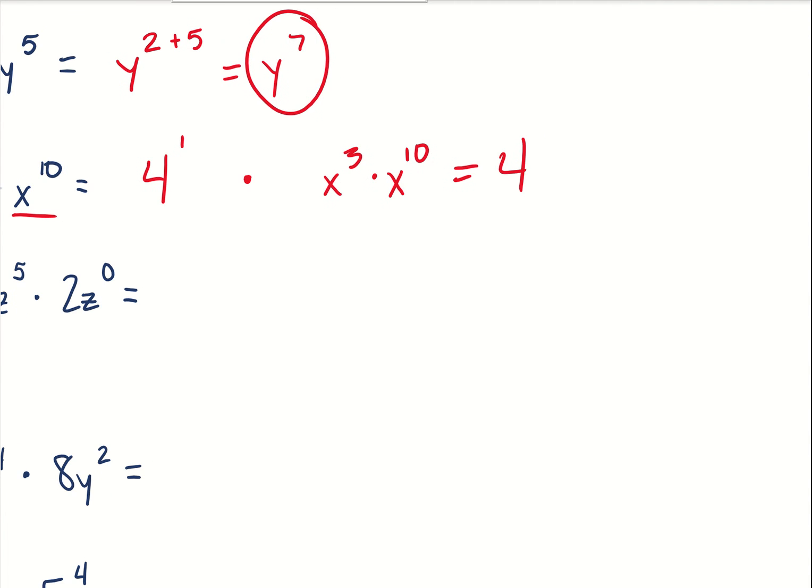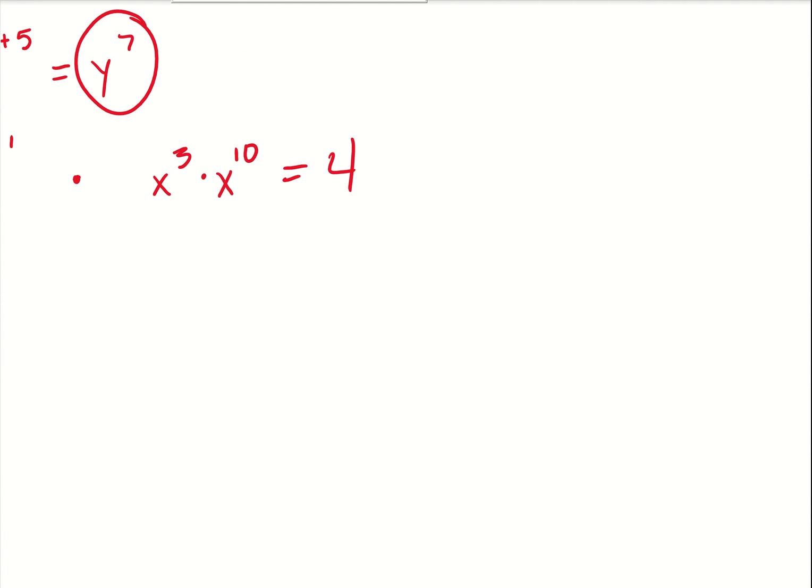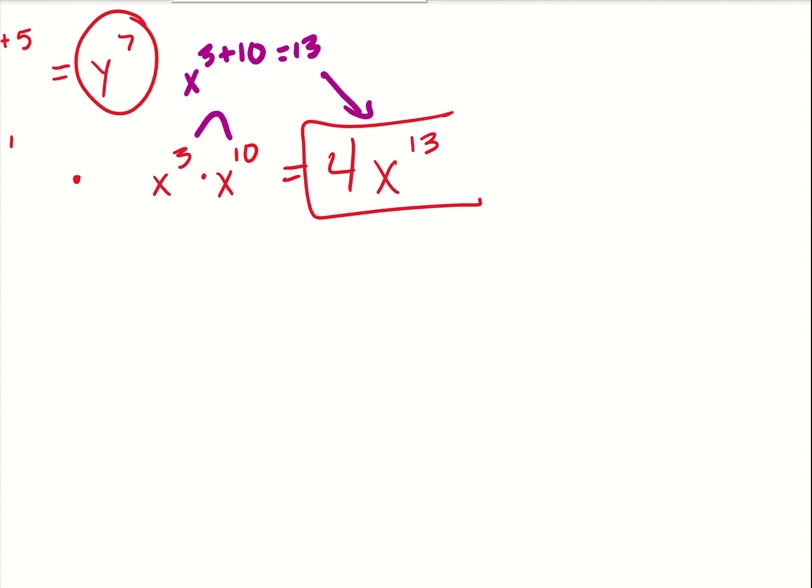Okay, now I have x to the third times x to the 10th, just like I did earlier. I'm going to go ahead and add those two together. So I have 3 plus 10, which equals 13. And that's going to come down here and be my x to the 13th power. And that's it. All right.